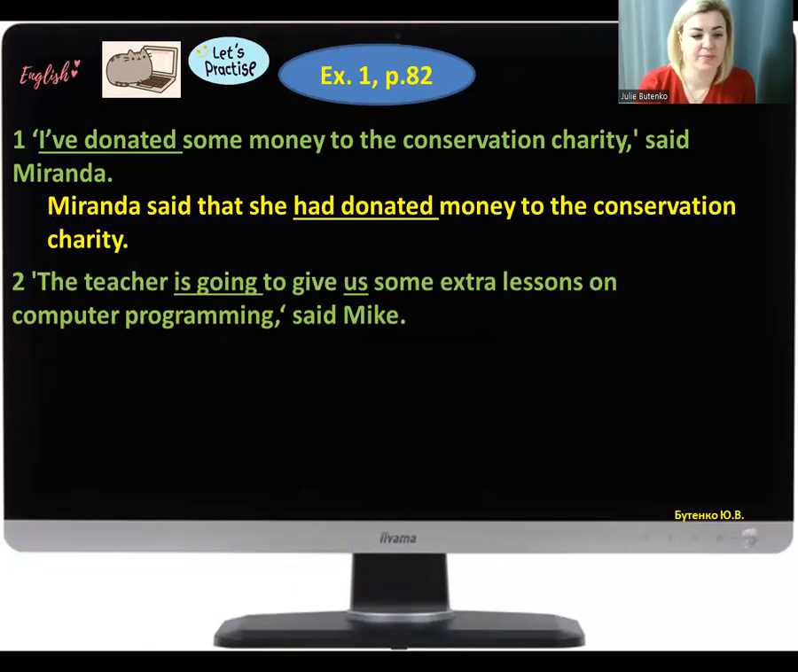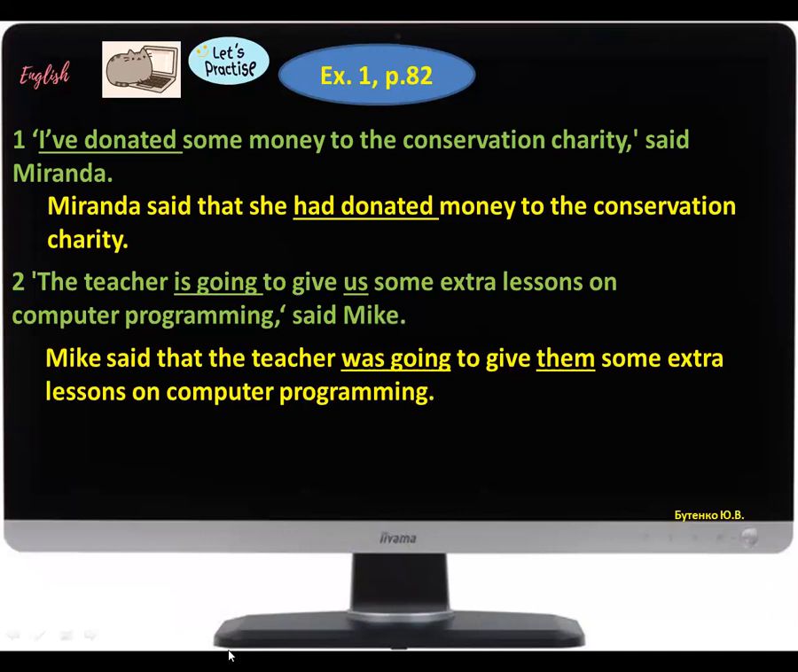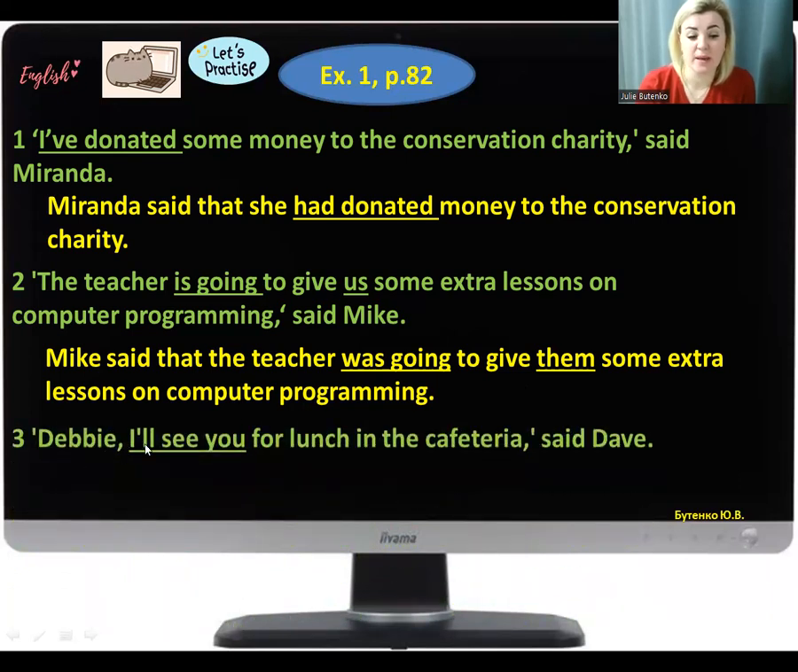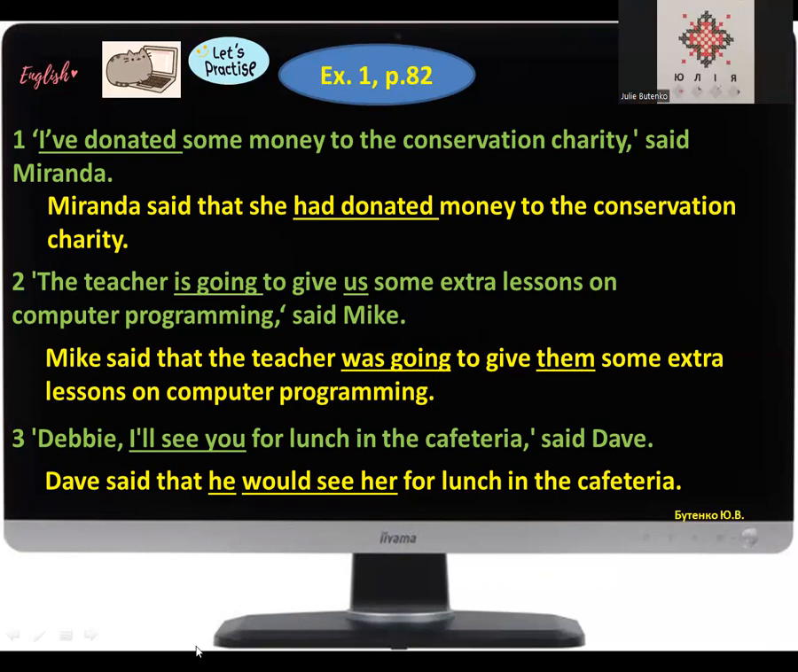And now number 2. The teacher is going to give us some extra lessons on computer programming, said Mike. Mike said that the teacher not is going but was going to give them, don't forget about the pronouns, some extra lessons on computer programming. Number 3. Debbie, I'll see you for lunch in the cafeteria, said Dave. Dave said that he would see her, because Debbie is a girl, for lunch in the cafeteria.